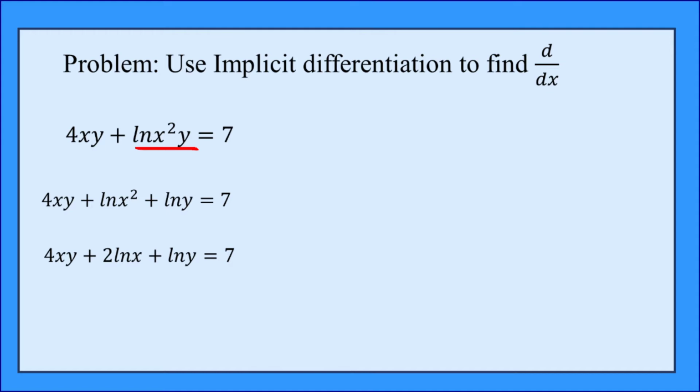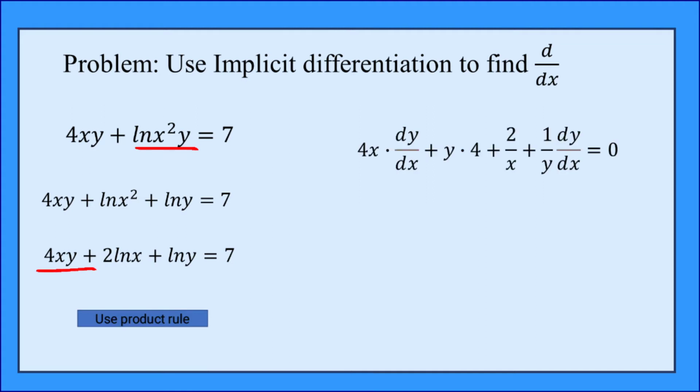And on this portion here, 4xy, we are going to use the product rule. So after using the properties of logarithm, we're going to start to differentiate the equation. First we copy the first term, which is 4x, times the derivative of y in terms of x, dy over dx, plus our second term, which is y, times the derivative of 4x, which is 4, and then plus the derivative of 2 ln of x, which is 2 over x, plus our derivative for ln of y, which is 1 over y dy over dx.